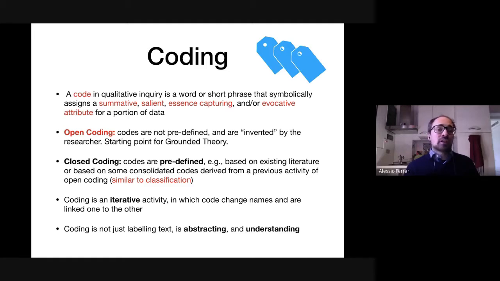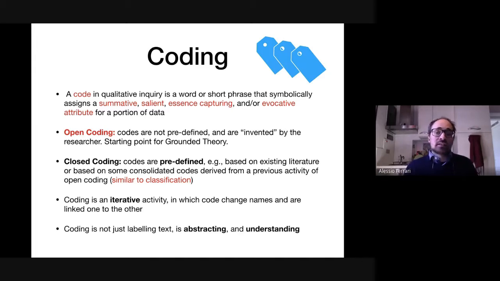That means that codes are not predefined, so these labels that you assign to text are not predefined, but are invented by the researcher while the researcher reads the data. In closed coding, codes are predefined, and they may be based on existing literature or on some consolidated codes that are derived from a previous activity of open coding.